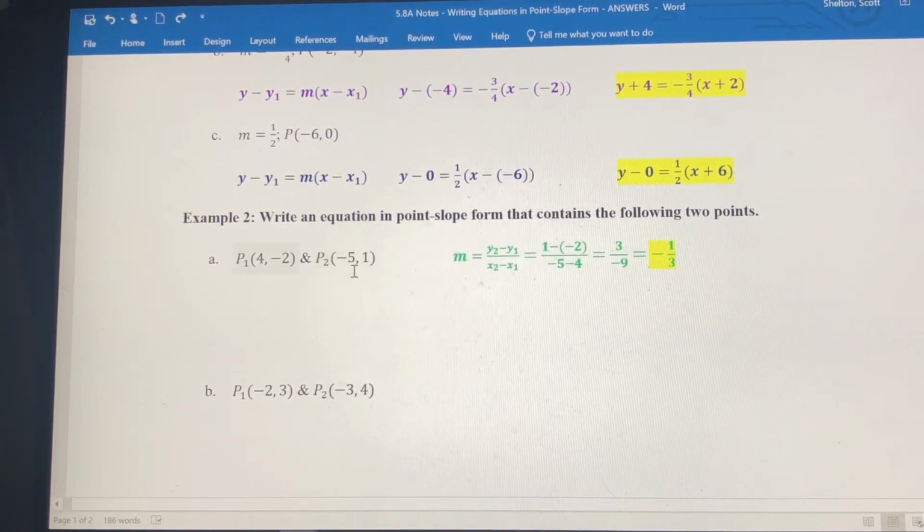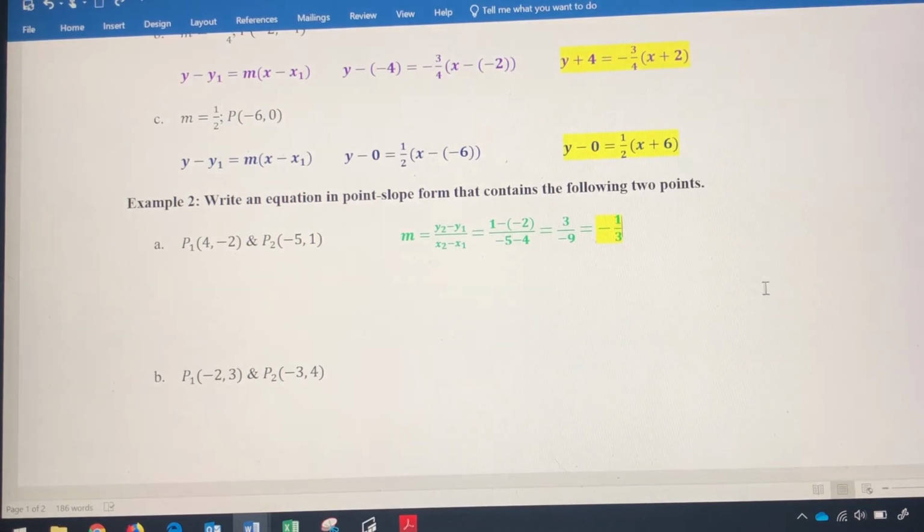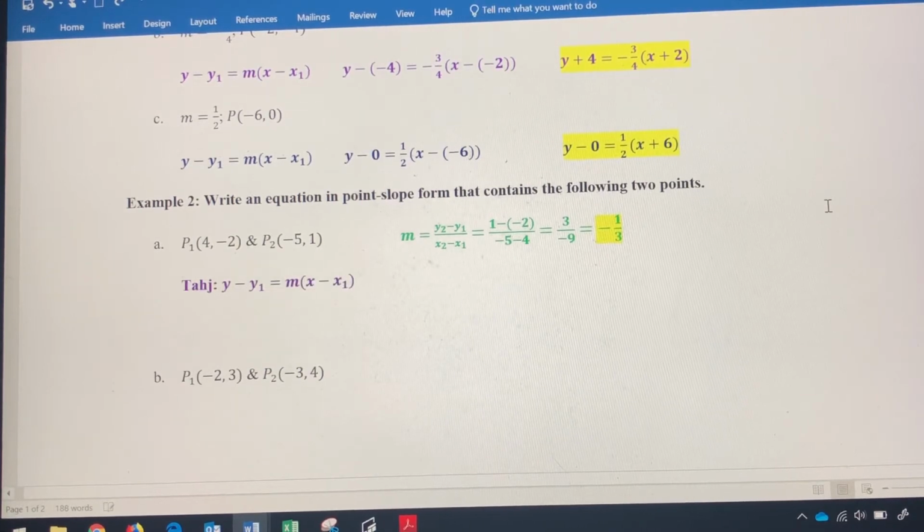I've got 2 points, okay? It doesn't matter which point you choose. It says write an equation in point slope form. It doesn't say write the equation in point slope form because there's more than one. So because there's more than one, there's 2 possible answers here based on this information that I could come up with, okay? So say Taj decides he wants to use point 1 when he's writing his equation, okay?